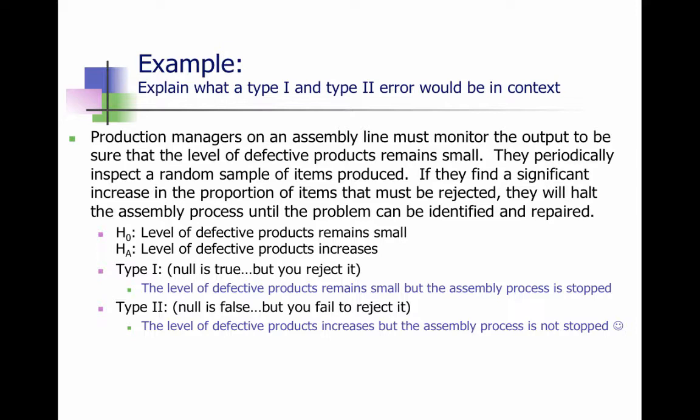Our type 2 error is when the null hypothesis is false, but you fail to reject it. So in this case, we're finding in favor of the alternative. So the level of defective products increases, but the assembly process is not stopped.